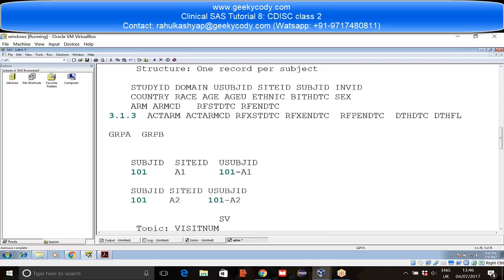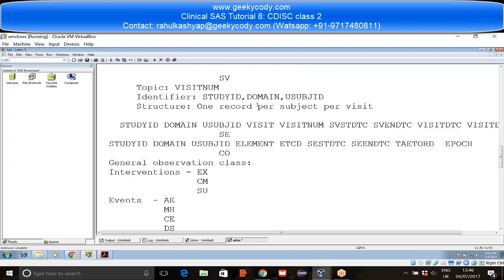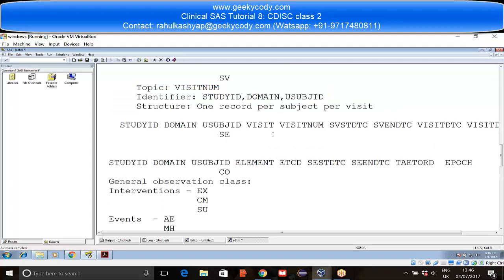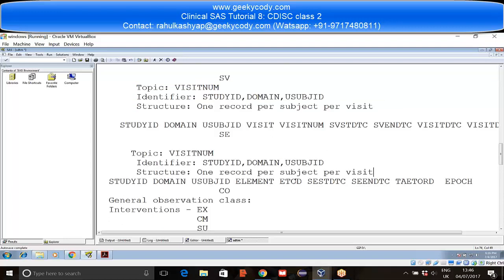Now here also we'll have the topic variable. These are common always. What is the topic variable here? What are we talking about? About elements, right? Element code, element start date, end date, element order, epoch. All these are topic variables. And identifiers, as I told you, are the same. And the structure: one record should be there per subject per element.